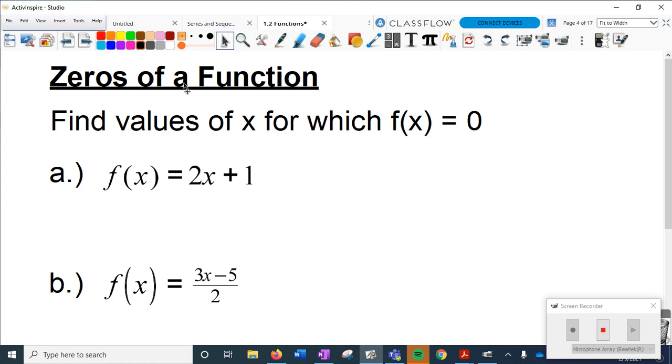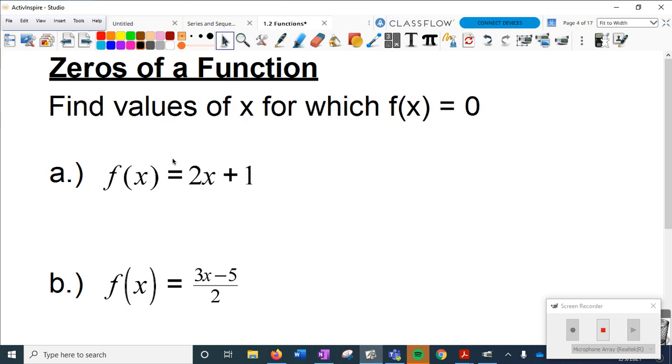So let's talk about zeros of a function today. The zeros of a function are the values for x which make the whole function equal 0. The important thing is that is not the same as doing f of 0. F of 0 means we get to substitute a 0 for the x. Finding the zeros of a function means finding the x's that make the whole thing equal 0. That's the major difference.